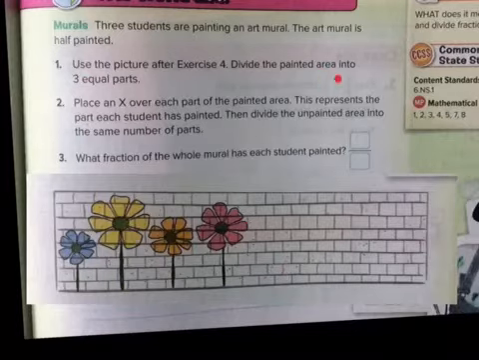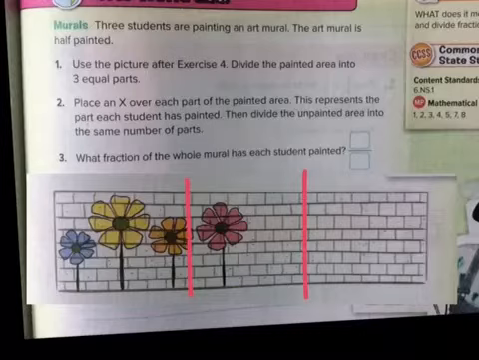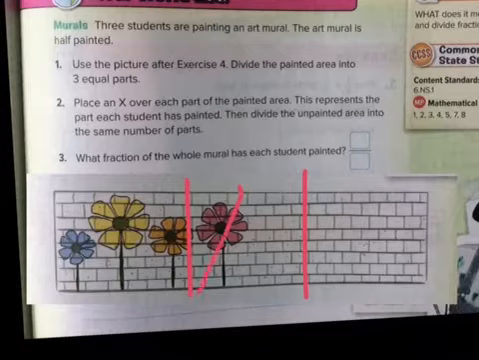Divide the painted area into 3 equal parts. Okay, I've divided it into 3 equal parts. Not exactly equal, but I think that's what it looks like. Place an X over each part of the painted area. Okay, I'm going to place an X over each part of the painted area. I'm going to paint next right there. Okay, that's painted.